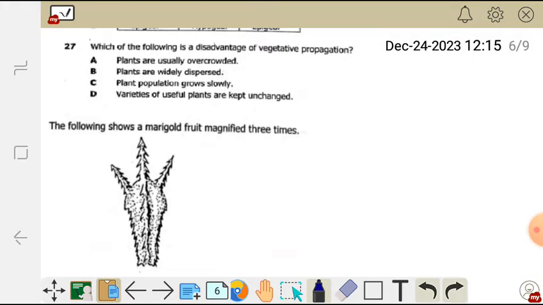Okay, but the disadvantage here is overcrowding, they will fight for nutrients and sunlight. That is not a good thing. So that is a disadvantage. So question 27, the correct answer is A.